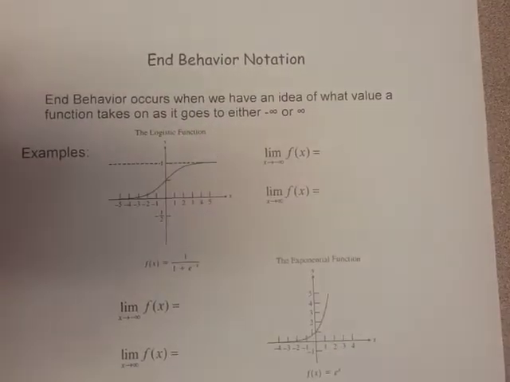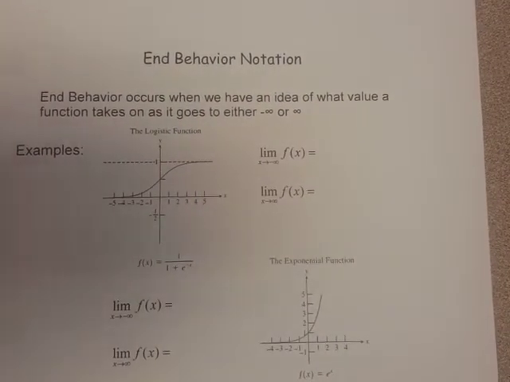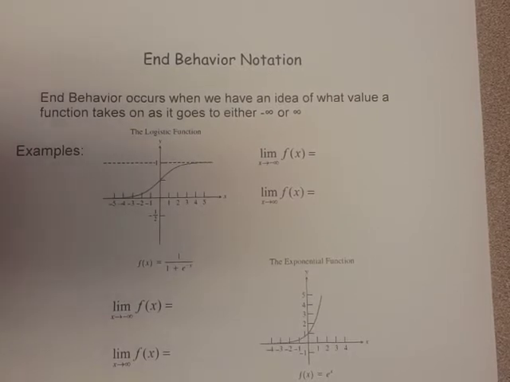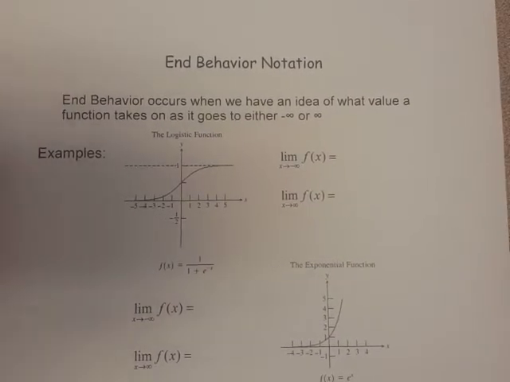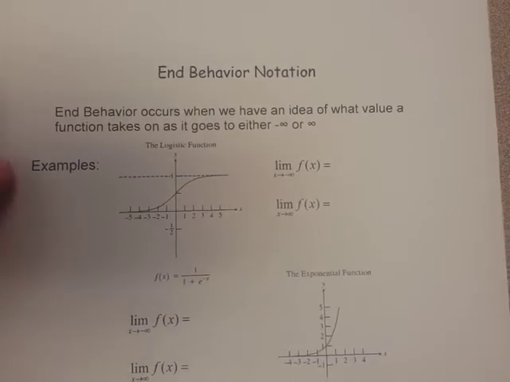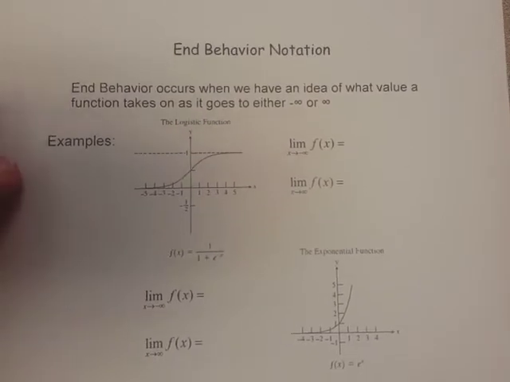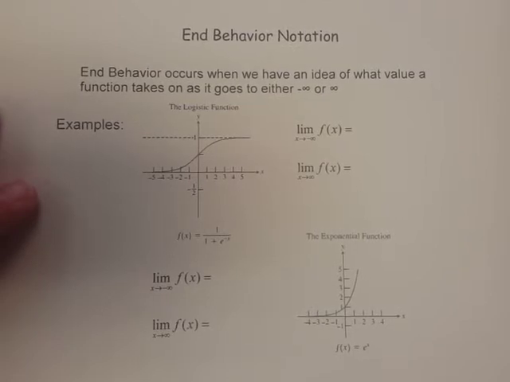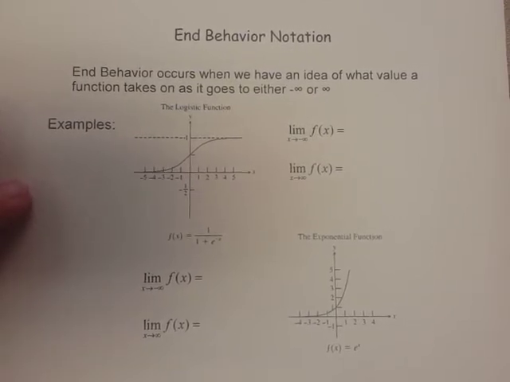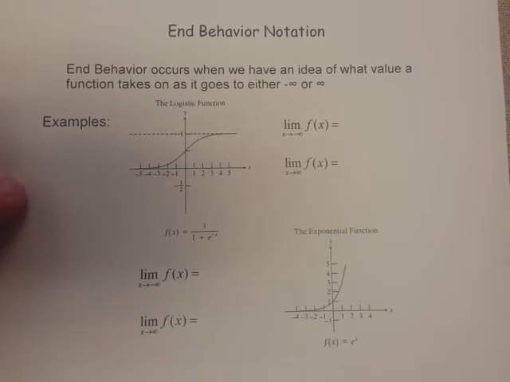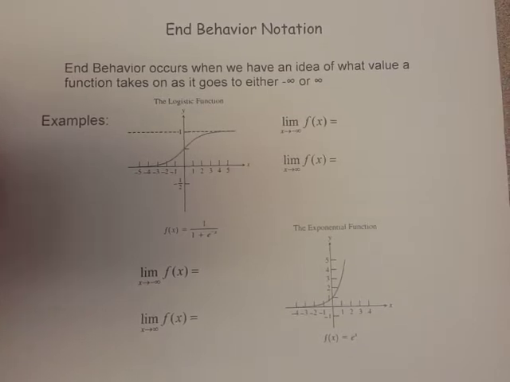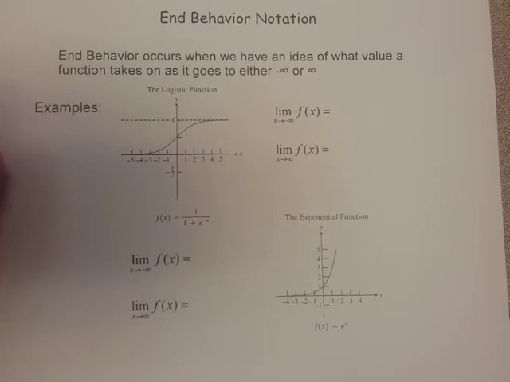So for our first example in section 1.3 dealing with the 12 basic functions, we're going to be looking at several different characteristics and notations. And so we'll start with what we call end behavior notation. Now just a little background on the word notation in math. Remember that doesn't mean a new topic. It just means a new way to express the topic that we're looking at here.